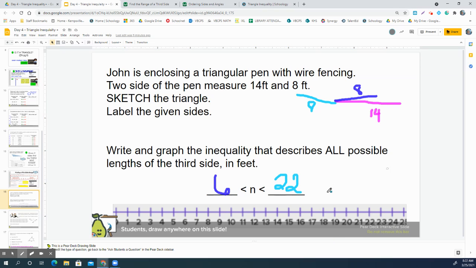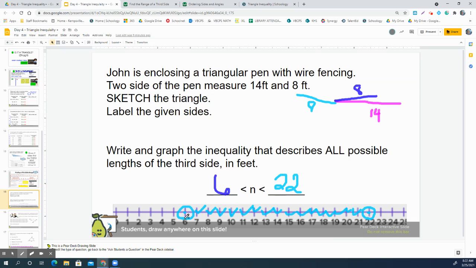Okay? Notice that these don't have equal signs under the inequality. So I'm going to go everywhere between 6 and 22. That means it could be 7, it could be 8, it could be 9, it could be 10, 11, 12, 13, 14, 15, 16, and all of those little things in between. It cannot actually equal 22, and it cannot actually equal 6, because that'll make a flat triangle.